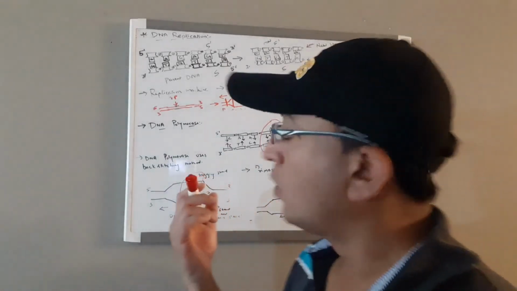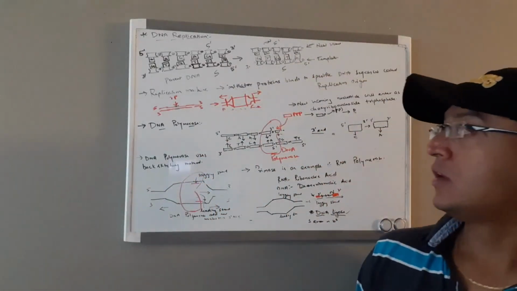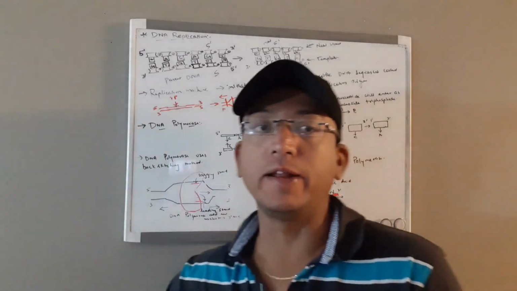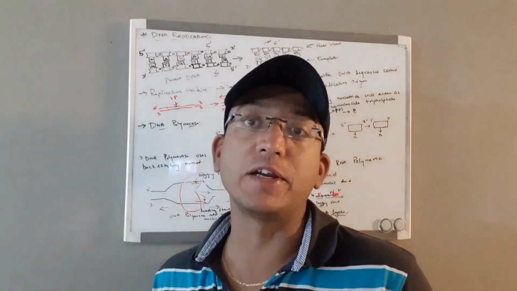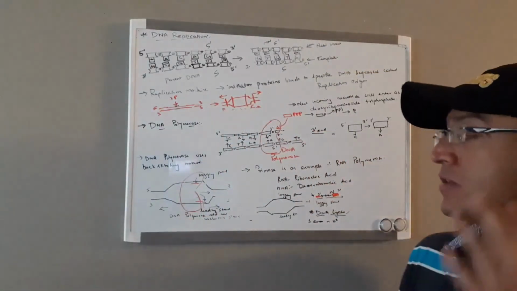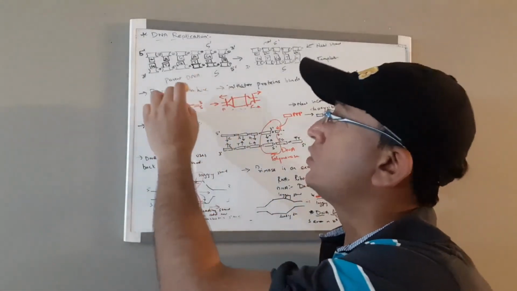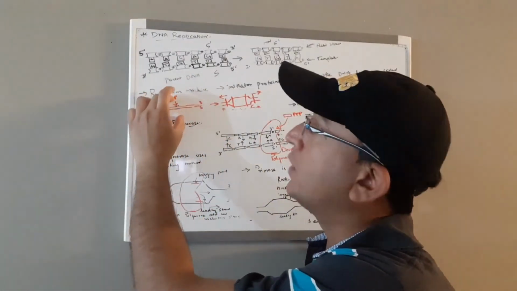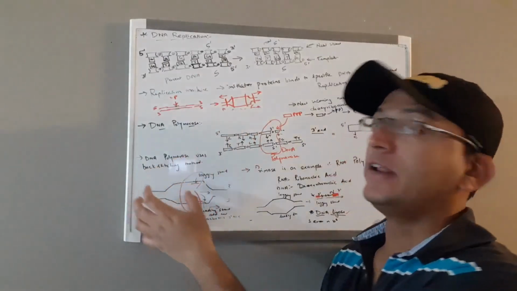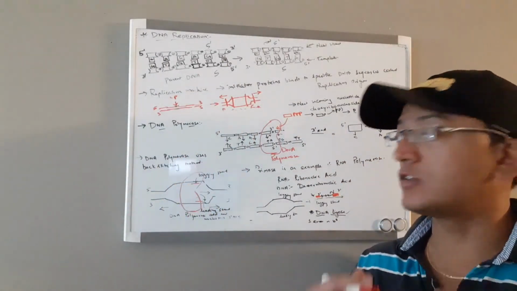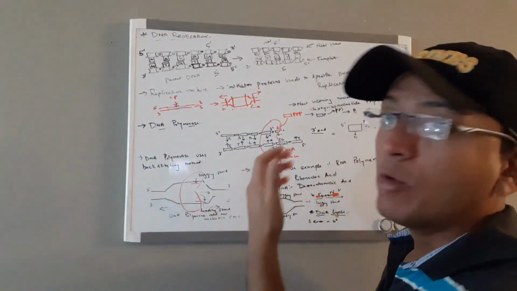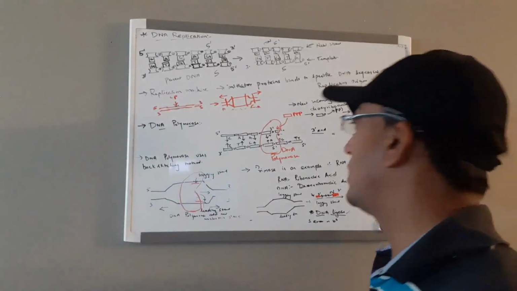So we'll continue with the next video. That's it for today's video. In the next video we'll study the entire replication machinery, like what is used to open the replication fork, then the DNA polymerase, and the different kinds of proteins that are used for the movement of DNA polymerase. So we'll study that in the next video.